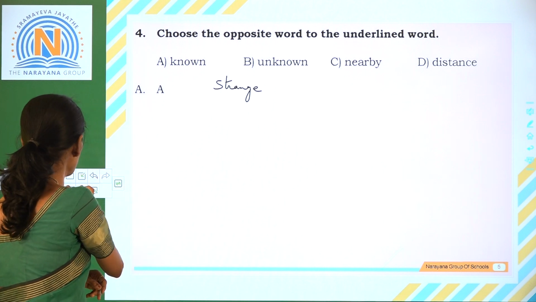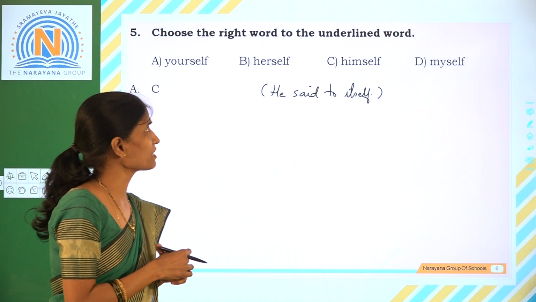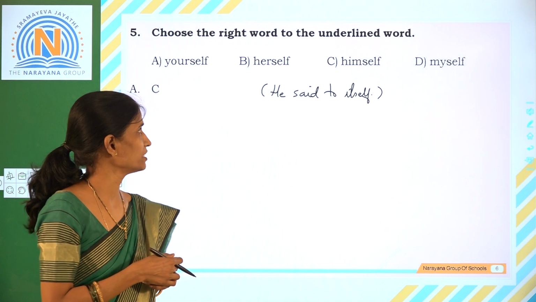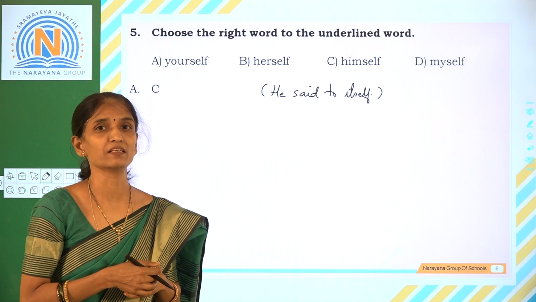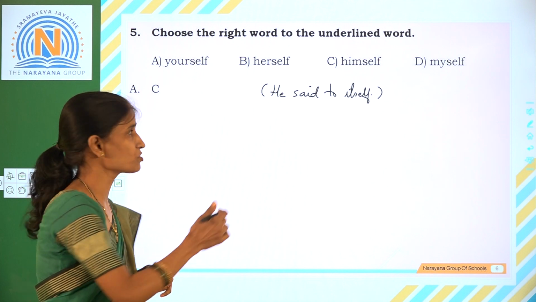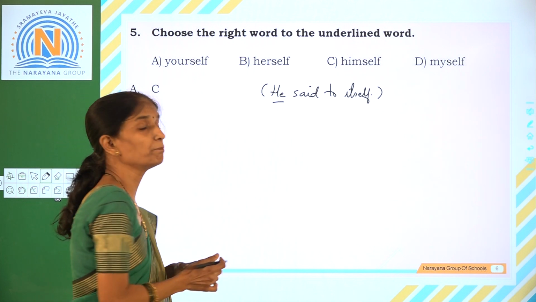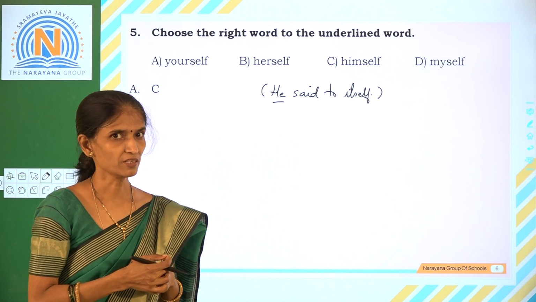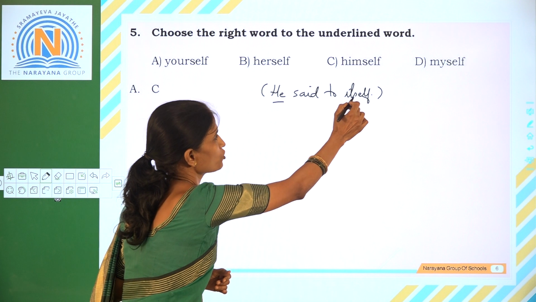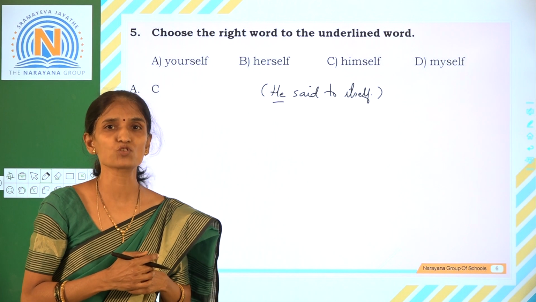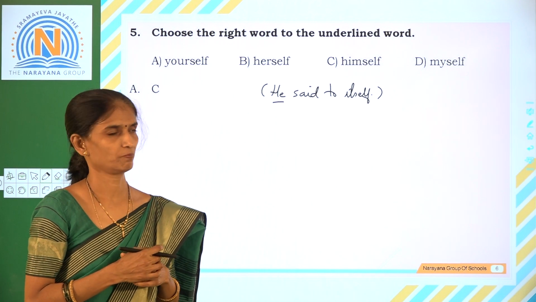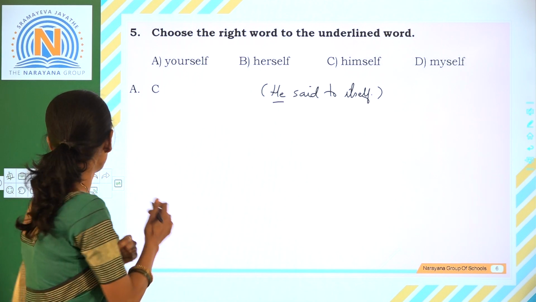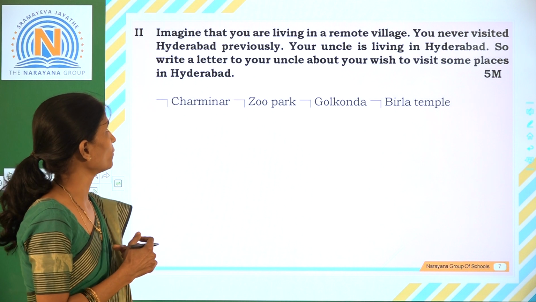Now, the fifth question. Choose the right word to the underlined word. The sentence given is, he said to itself. He is the personal pronoun used for a person. It is used for a thing. So the underlined word itself should be replaced by himself. He said to himself. So the right option is C, that is himself. Now, the next question here.